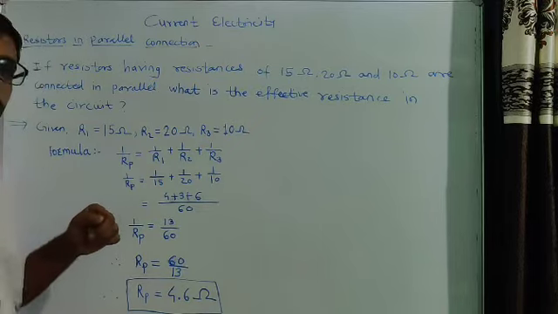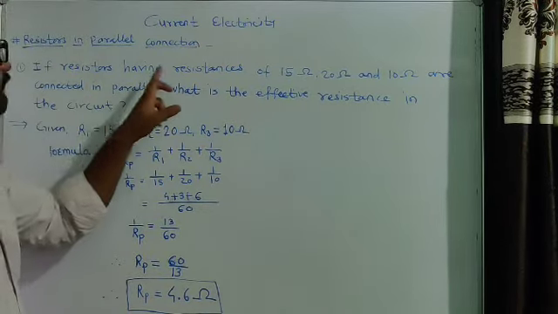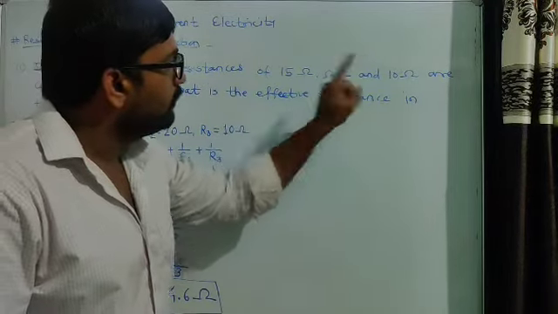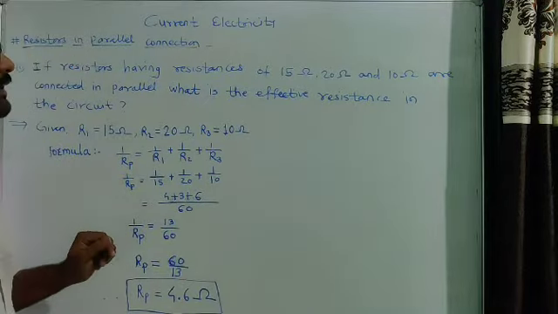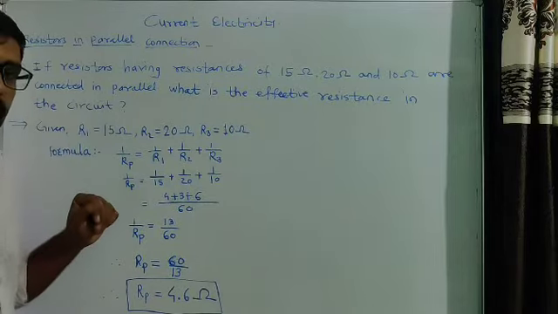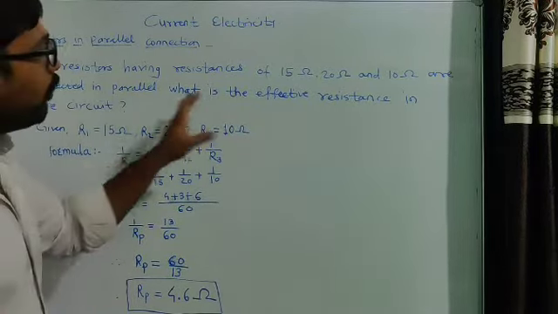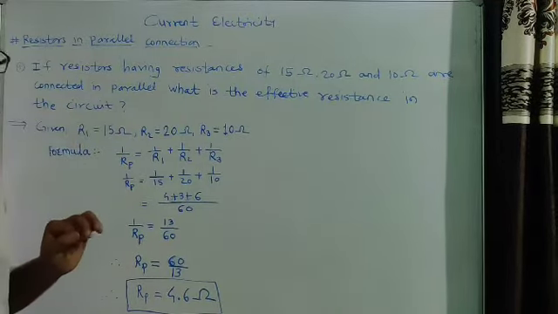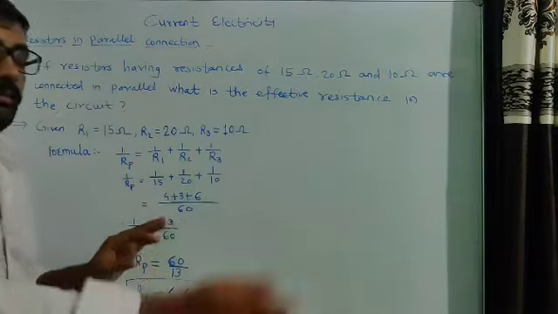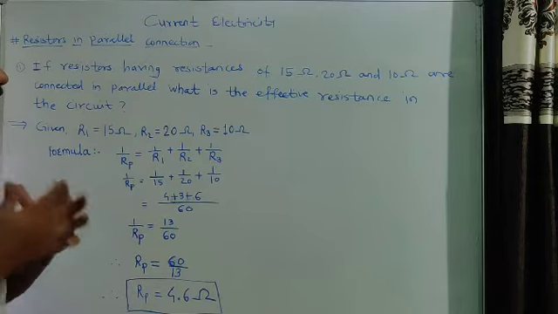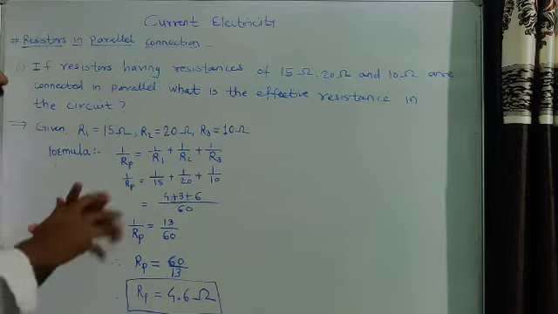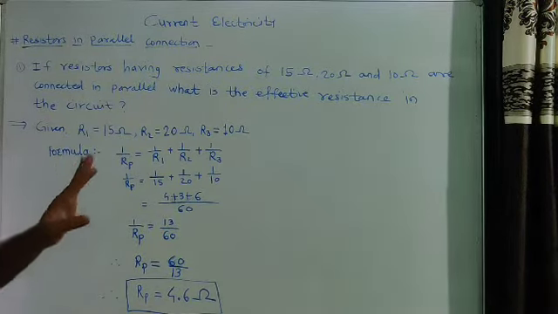Now look at the first problem. Three resistors are given, of 15 ohm, 20 ohm and 10 ohm. These three resistors are connected in parallel. What is the effective resistance in the circuit? If these three resistances of 15 ohm, 20 ohm and 10 ohm are connected in parallel, then what is the effective resistance of the circuit, that we have to calculate. So this is the problem. Now we have to solve this problem.